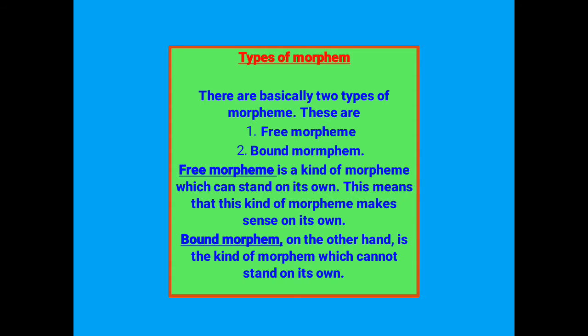Let's move on to bound morpheme. A bound morpheme, on the other hand, is the kind of morpheme which cannot stand on its own. So the free morpheme stands on its own, whilst the bound morpheme does not. Let's see their examples to make it clear to us.